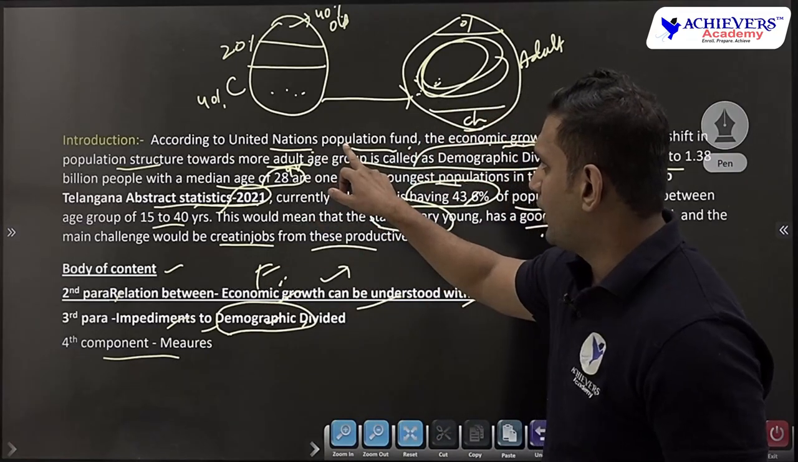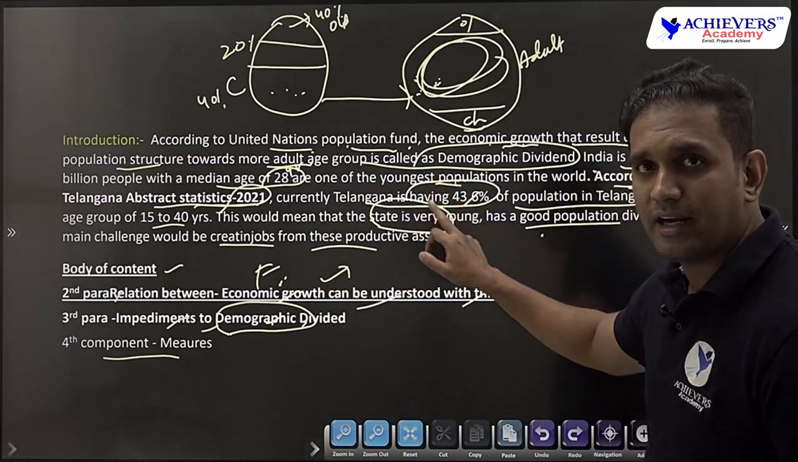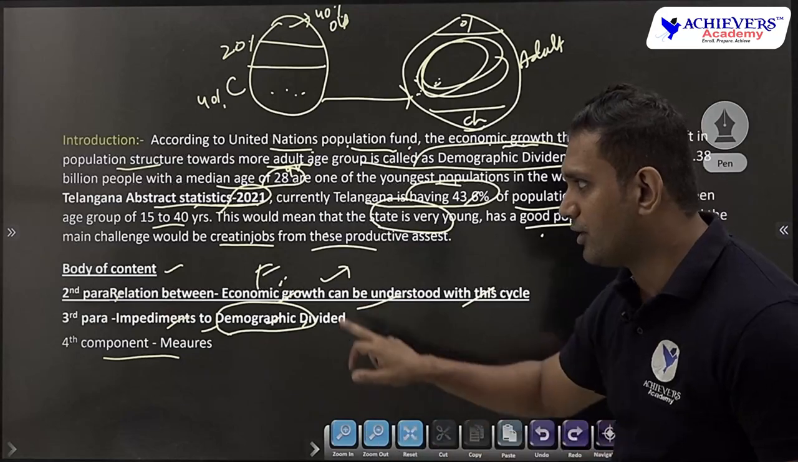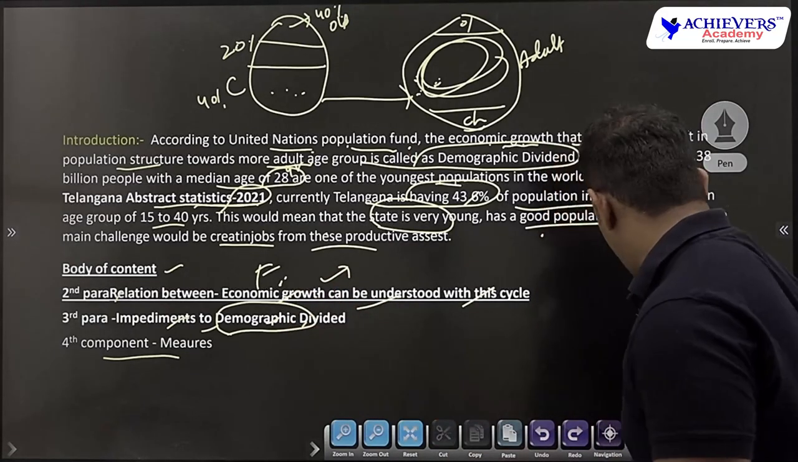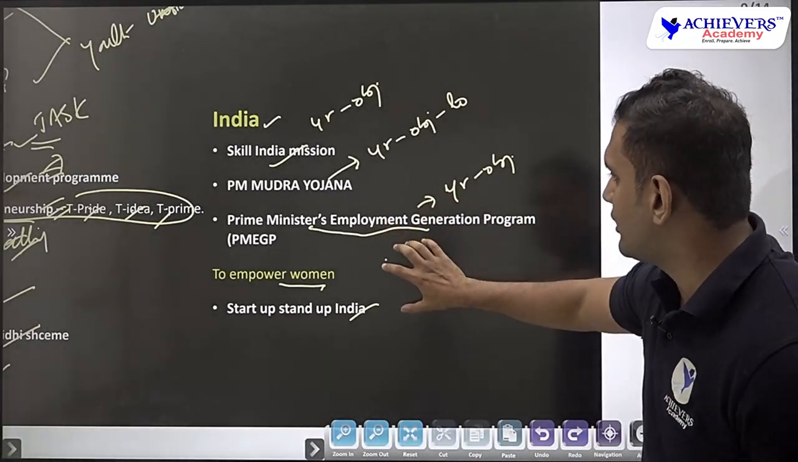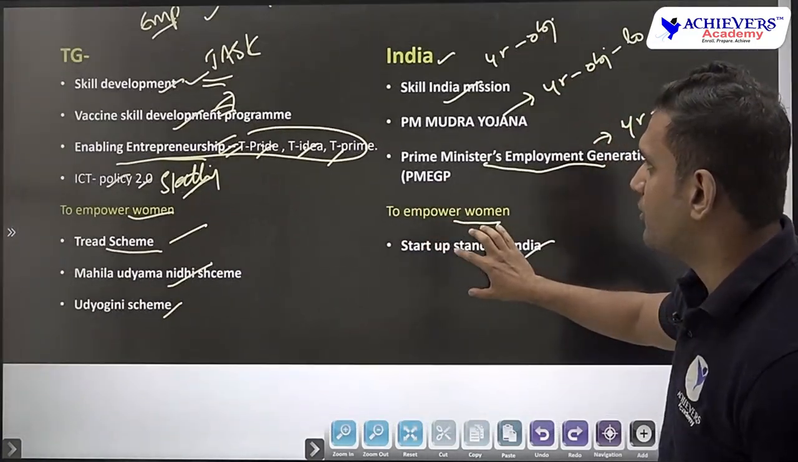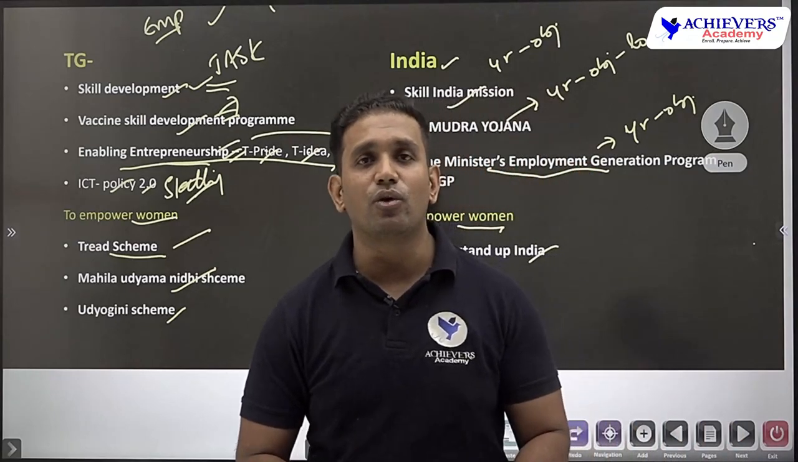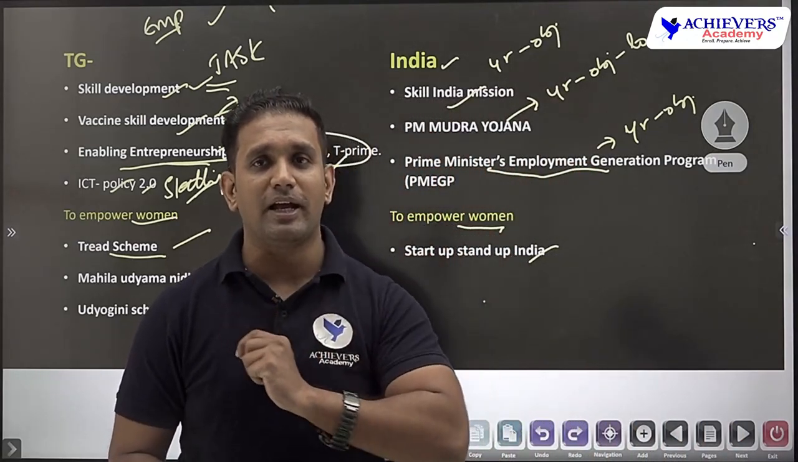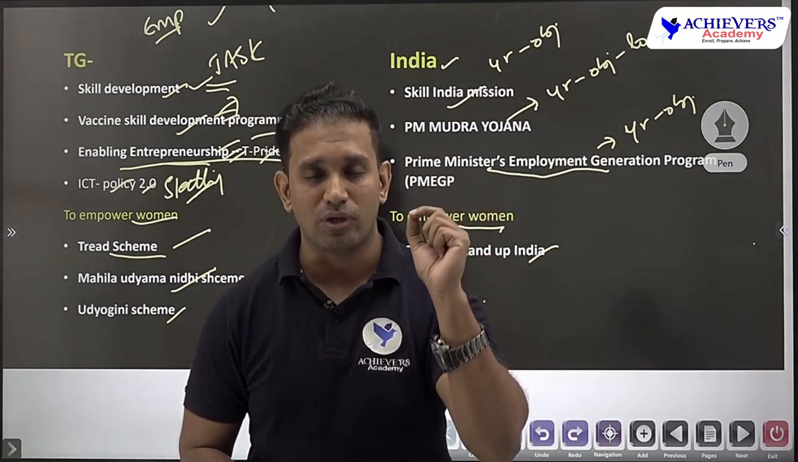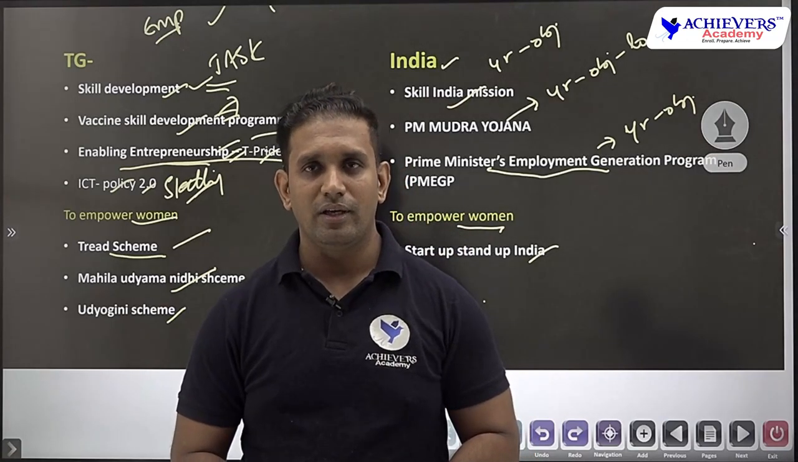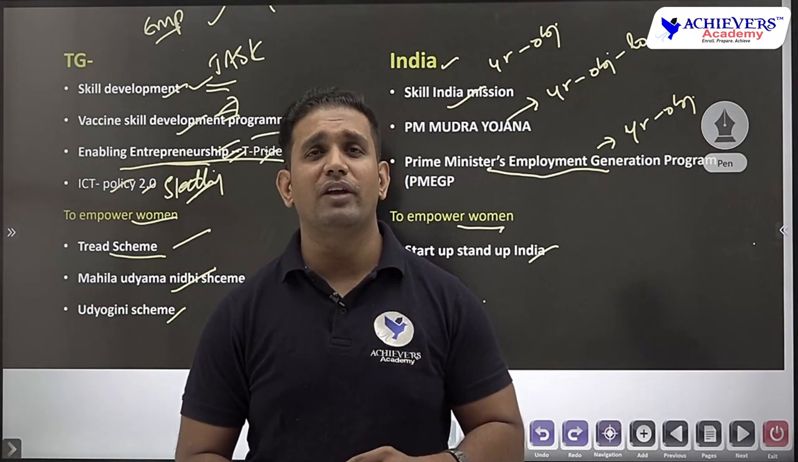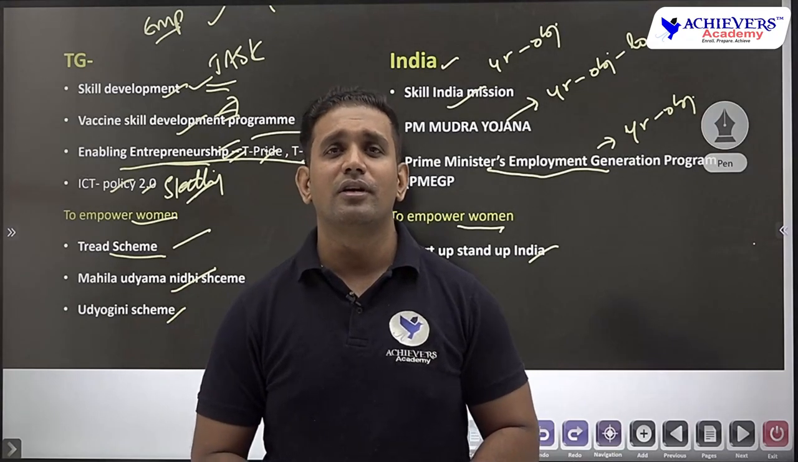So definition given, India related information, Telangana related information, economic growth, impediments, and all measures are discussed very properly. This is how you have to prepare for every question. The questions will not be direct, my dear students. The questions will be indirect also. Another question I will give you, which you can write in the comment section.